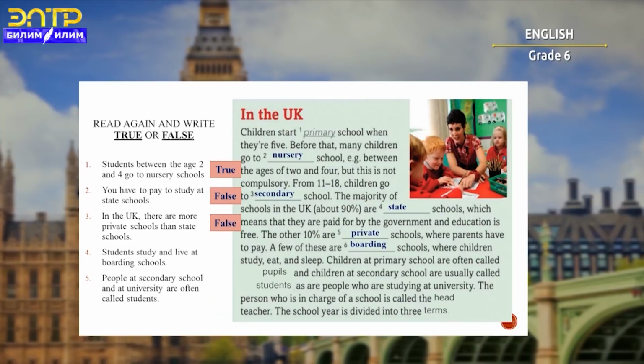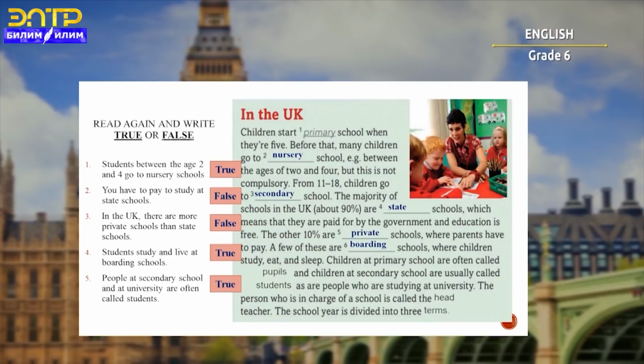Number 4, students study and live at boarding school. It is true. Number 5, people at secondary school and at university are often called students. It is true. Well done, guys. Good job.